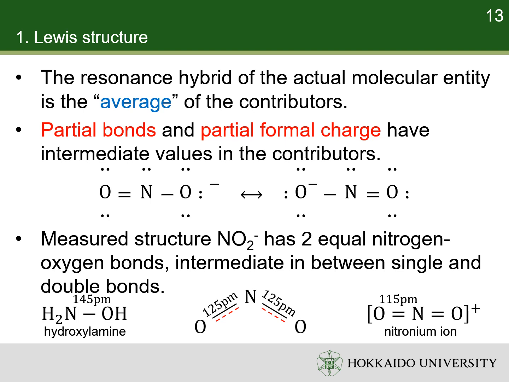Partial bonds are usually pictured as dashed lines. By virtue of this averaging, the Lewis description of the bonding in nitrite ion is reconciled with the experimental fact that it has equivalent nitrogen-oxygen bonds. Meanwhile, according to the contributors, the formal charge of nitrogen is an average of 0 and 0, leading to a formal charge of 0. The formal charge of each oxygen is an average of -1 and 0, leading to a partial formal charge of -0.5.